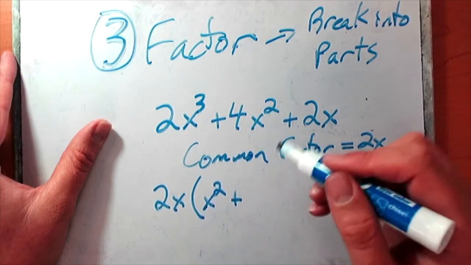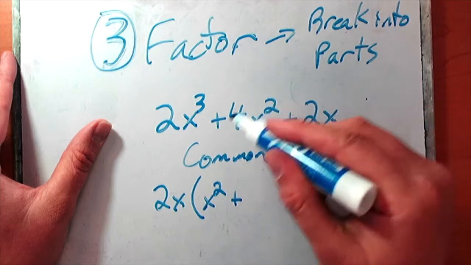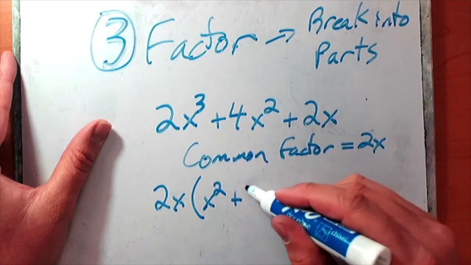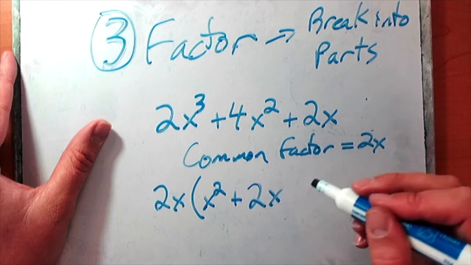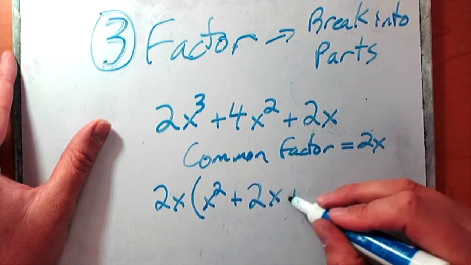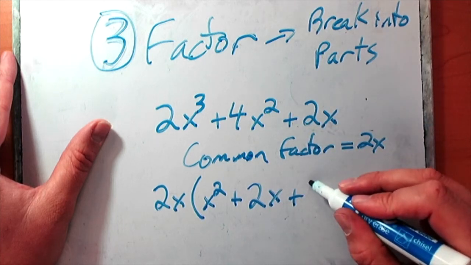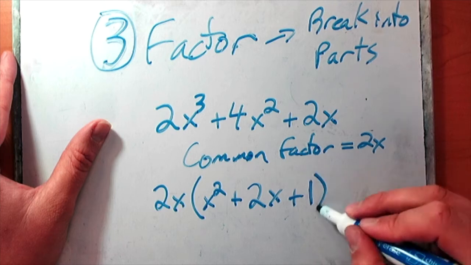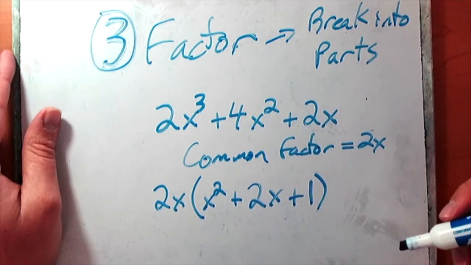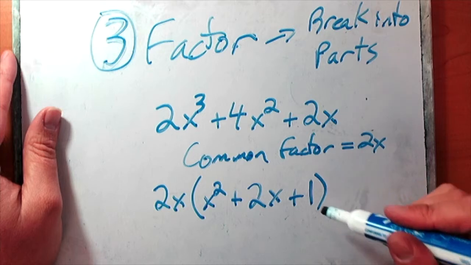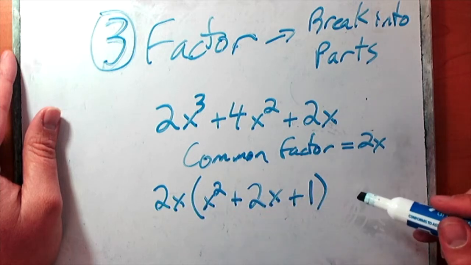Now I've got plus, because I've still got this term, so I pull out the 2, so I've got 2 left. And then I pull out x, so I've got x. And then on that last one, I pulled out a 2x, and I'm just left with 1. So I'm done, right? Wrong. There's still more factoring you can do.